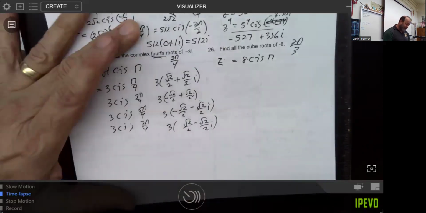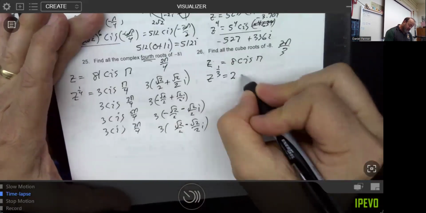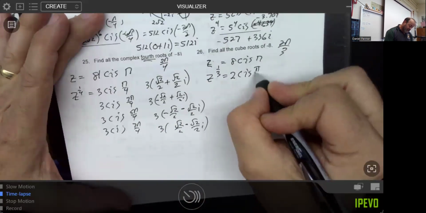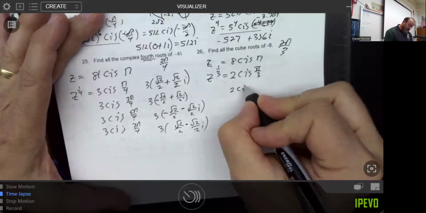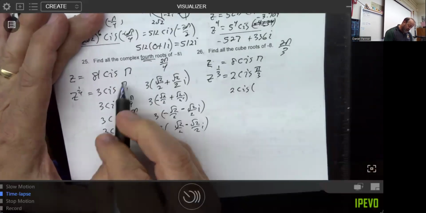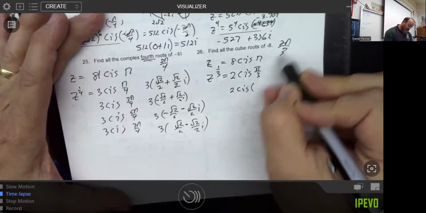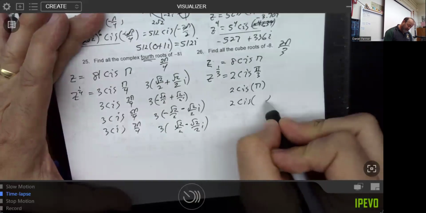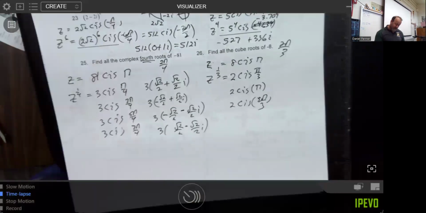And then the last one right here is if we take z to the 1/3, 8 to the 1/3 is 2. We take this pi times 1/3, it's pi over 3. That's my first answer. For my next answer, I need to rotate forward. Just as there I rotated 2 pi over 4, here I'm going to rotate 2 pi over 3. So that would be pi, or 3 pi over 3. And 3 pi over 3 plus that is 5 pi over 3. So here are my 1, 2, 3 answers.